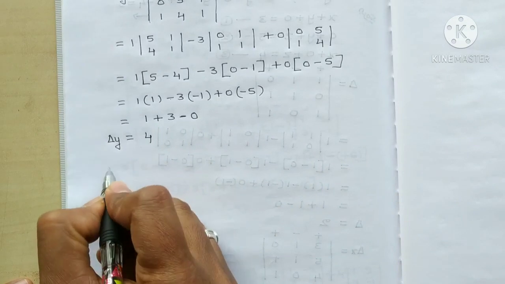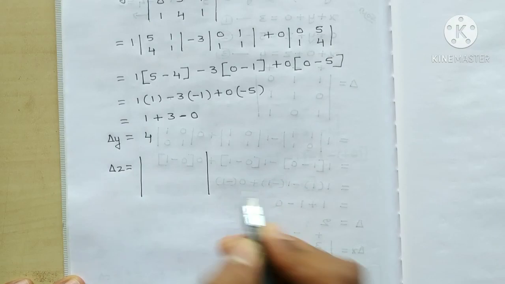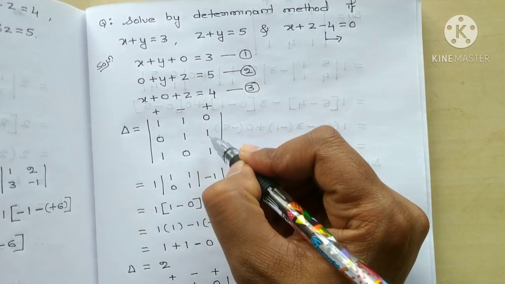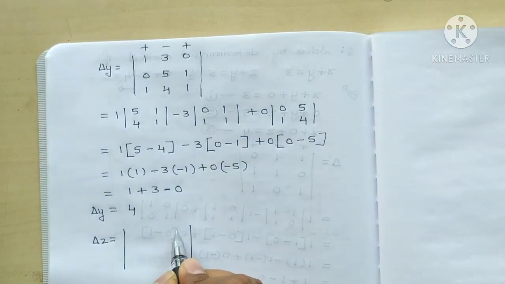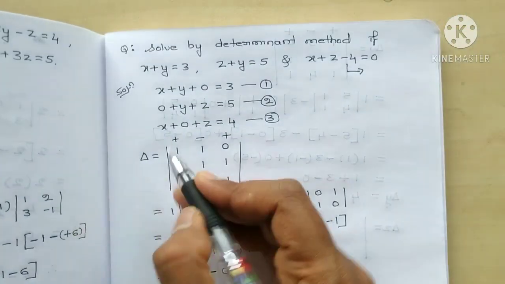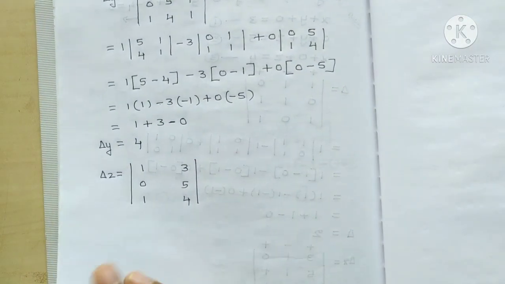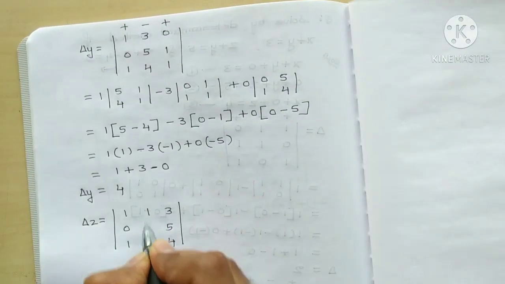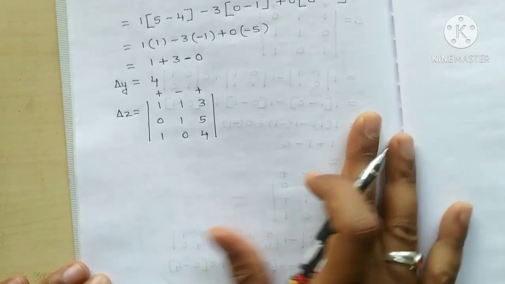Next, delta z. So what to do for delta z? The last column you have to replace. In delta, the last column 0, 1, 1 you should replace by 3, 5, 4. So right here 3, 5, 4. First column 1, 0, 1 as it is, 1, 1, 0 as it is, plus, minus, plus. Apply the rule.